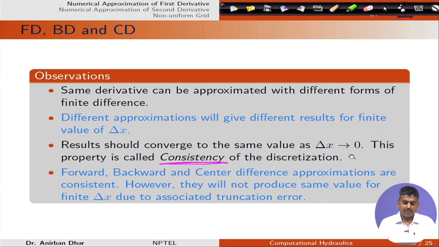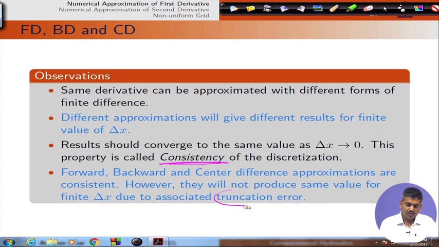Forward, backward and center difference approximations are consistent. However, they will not produce the same value for finite delta x due to associated truncation error. Now, we will talk about this truncation error. Although these schemes are consistent, there will be some difference in values.